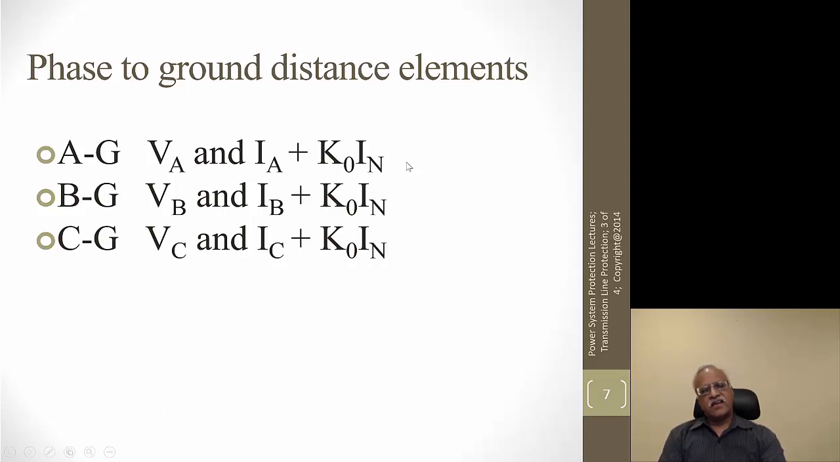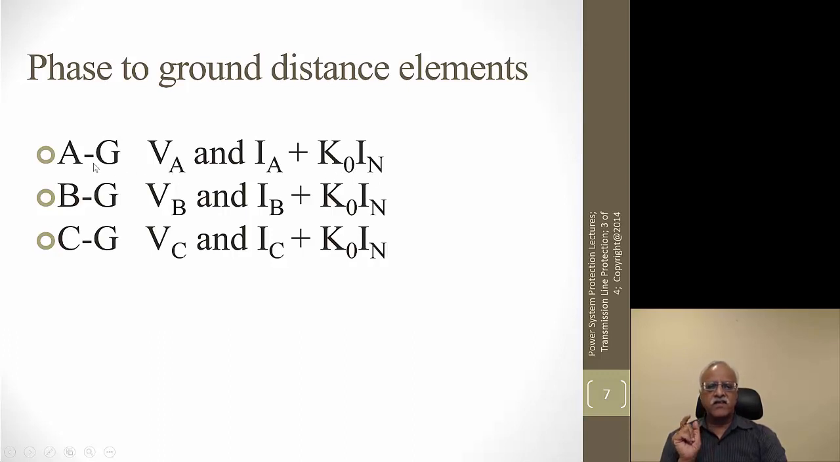So now A phase to ground distance elements, they use A phase voltage and IA plus K0 times IN. I introduced that zero sequence compensation factor some time back. If you take the positive sequence impedance, then the ground impedance is K0 times positive sequence impedance. They derived some value when we were looking at the line parameters. It is nothing but 1/3 of (Z0 minus Z1) divided by Z1.